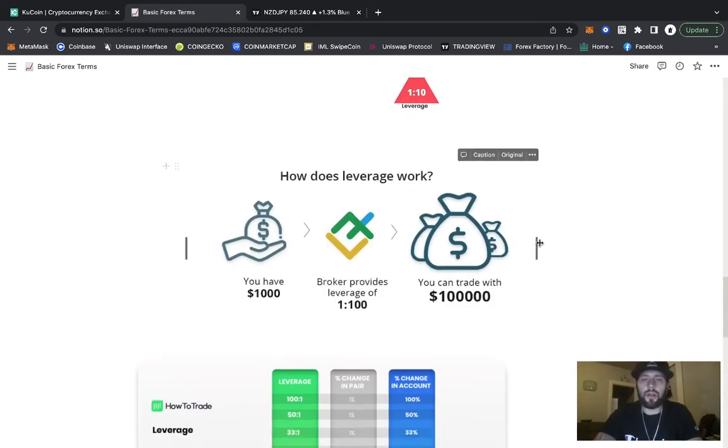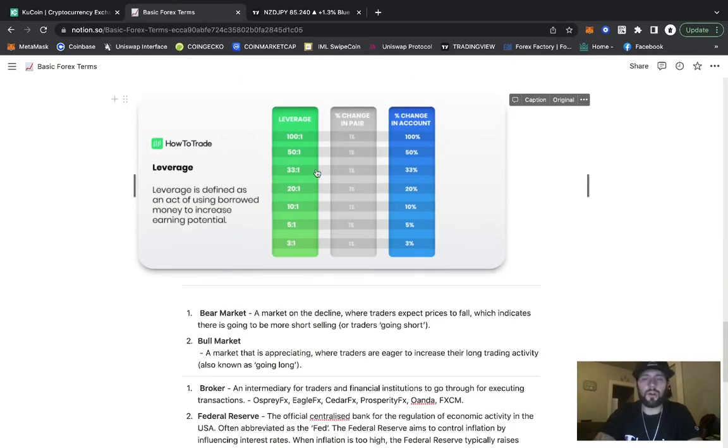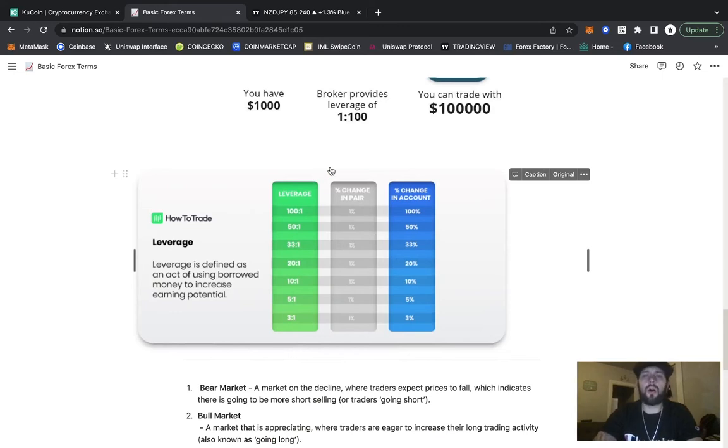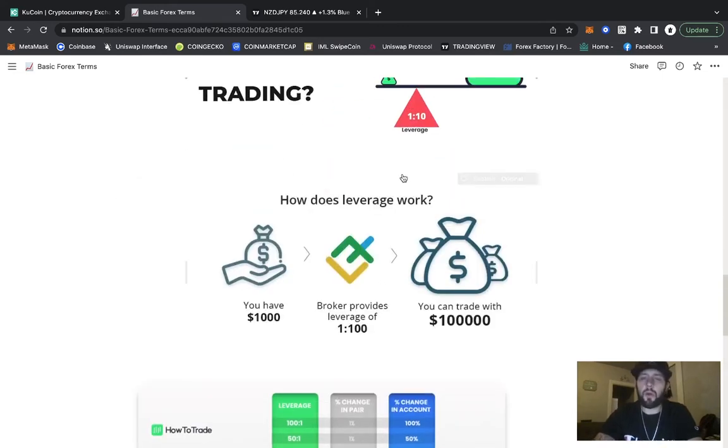I'm not gonna go in and break down how all the numbers work and the margin and all that. All you need to know is that you have a margin of like 1 to 100 or 1 to 500, you are basically trading with a loan.